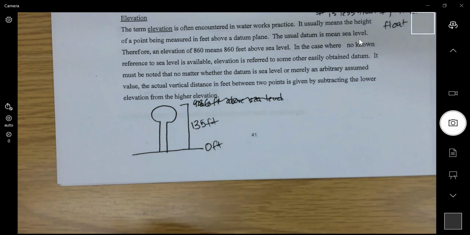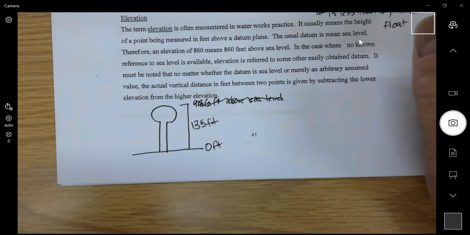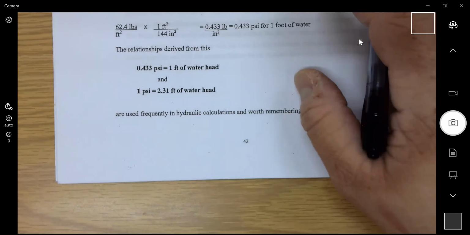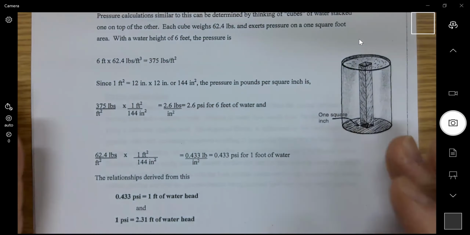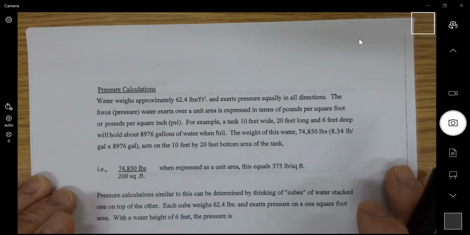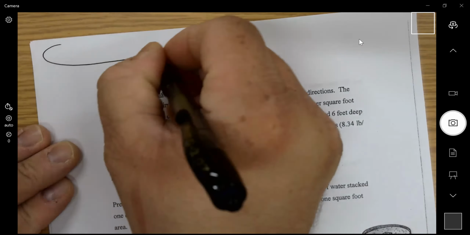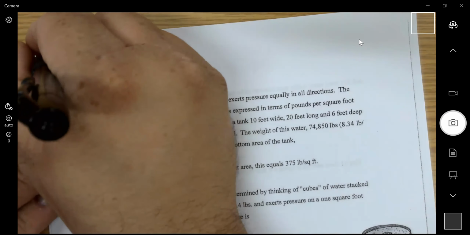Because thinking above sea level, it varies depending where you are in Michigan, right? And that's not what we want to do. So for elevation, ground is 0 feet. Anything above that is positive elevation, okay? So why is that important? Well, the understanding that, okay. So before we get to all that, real quick, I'm going to draw a couple tanks here.